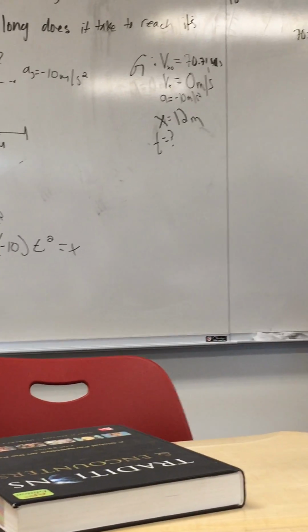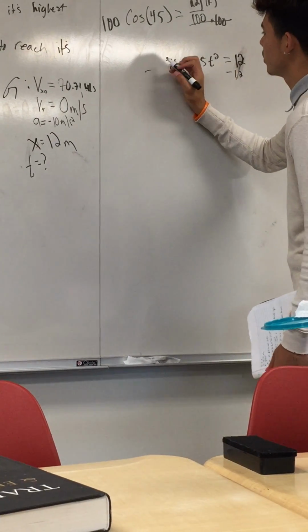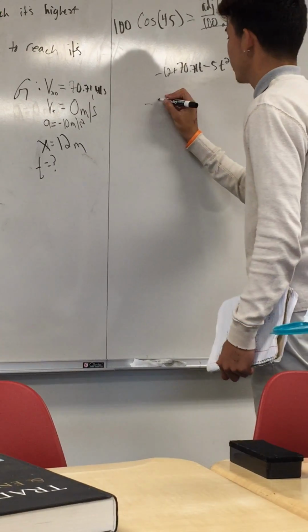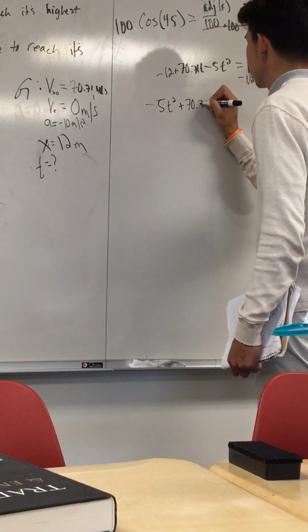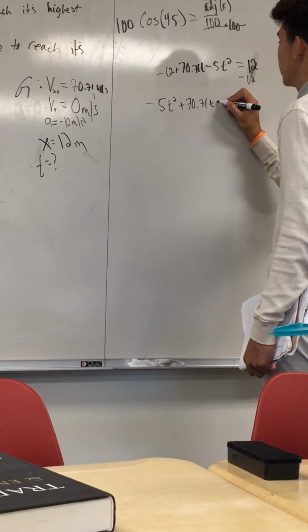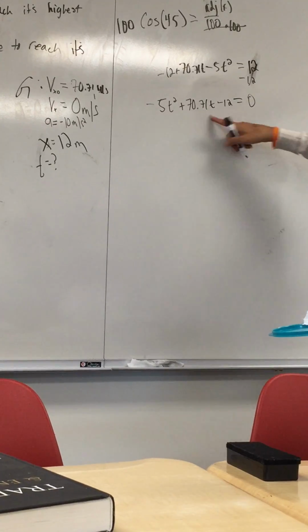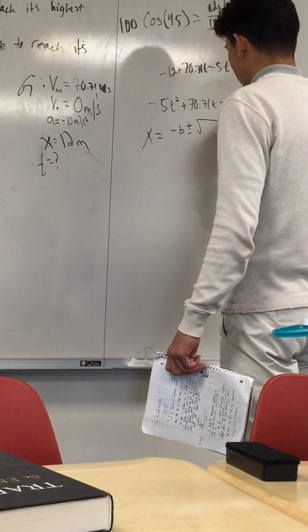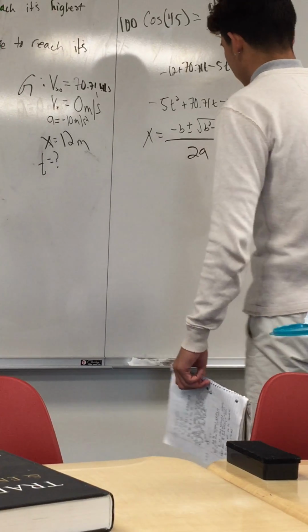So this turns into a quadratic problem. So we subtract 12, and you get negative 5 t squared plus 70.71 t minus 12 equals 0. So to find t, we have to use the quadratic formula: x equals negative b plus or minus the square root of b squared minus 4ac, all over 2a.